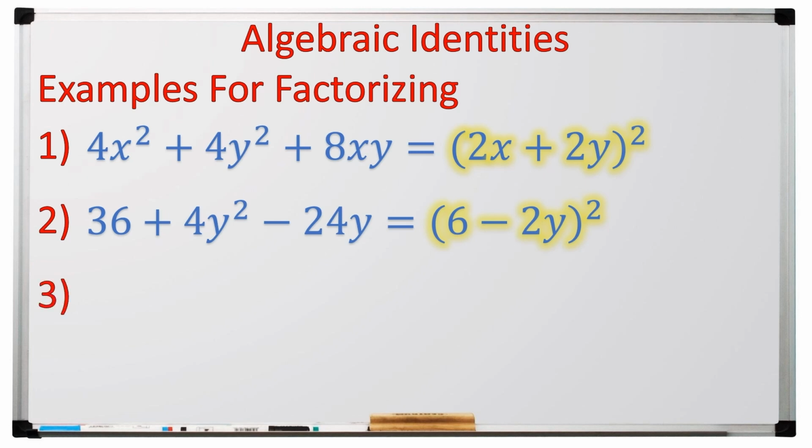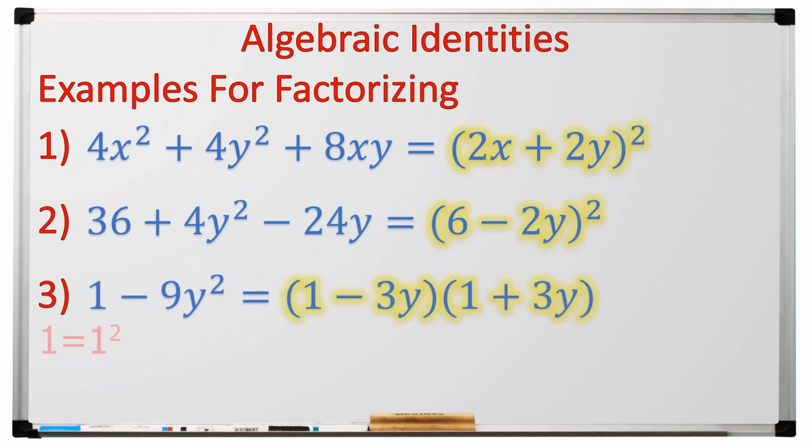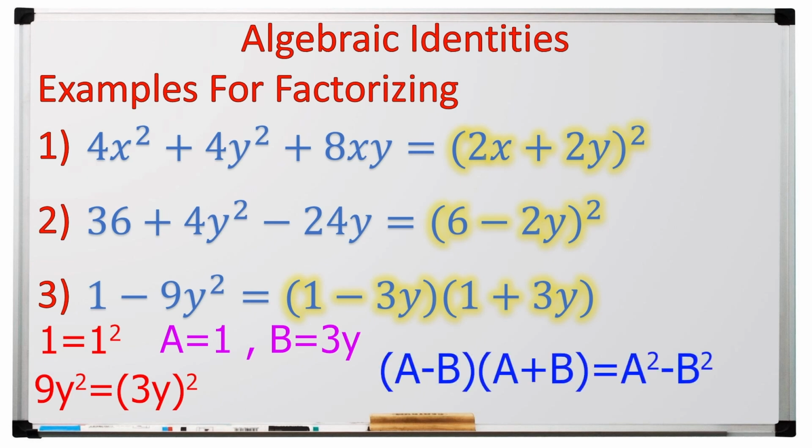And finally, we reach the last example. We can assume that 1 is equivalent to 1 square. Then we write 9y squared equals 3y square. A equals 1 and b equals 3y. That's it. Well, the problem is solved.